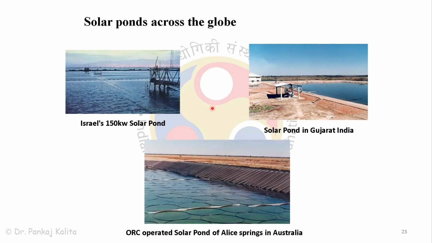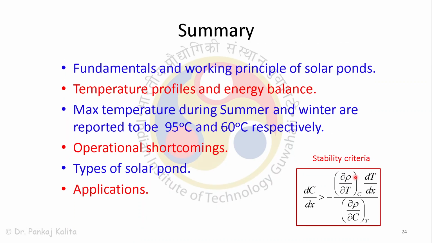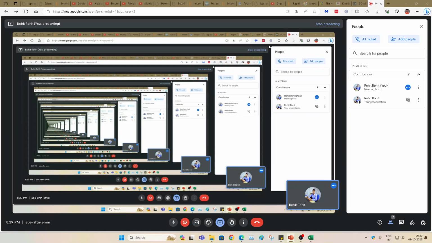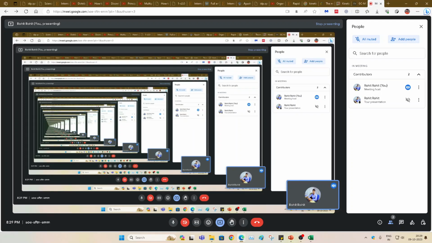So these are the different solar ponds. We have a solar pond in Gujarat, India. Then the biggest solar pond, 150 kilowatt, is in Israel. The main problem is that they require a large area. Also, existing ponds can be converted and used as solar ponds. Now we will discuss the assignment questions.